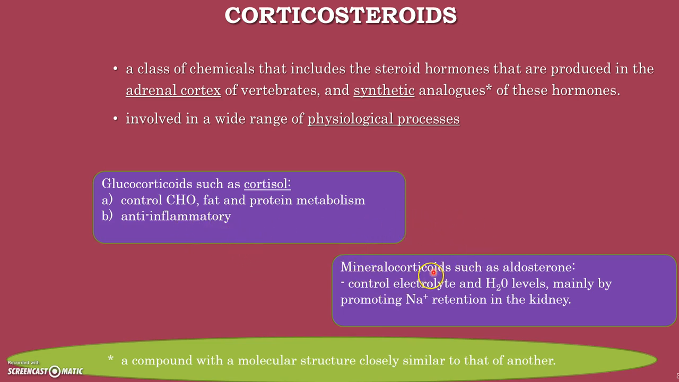And then we have the zona glomerulosa, which produces mineralocorticoids such as aldosterone, which mainly control electrolyte and water levels by promoting sodium retention in the kidney mainly.